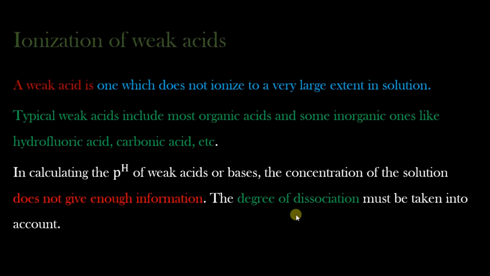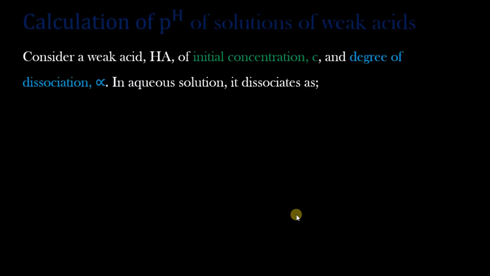If you still don't know, the degree of dissociation is the fraction of the total number of moles of an electrolyte that goes into solution as free ions. For more information, you can check my previous videos. We covered that already. If we now consider a weak acid, HA, of a known initial concentration C, with degree of dissociation alpha, it will dissociate partially in solution to produce hydrogen ions and the anion.